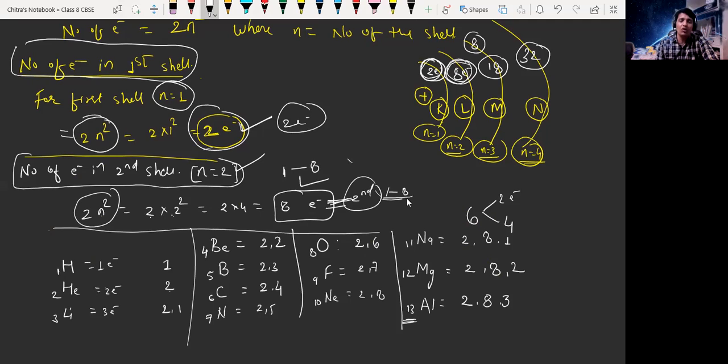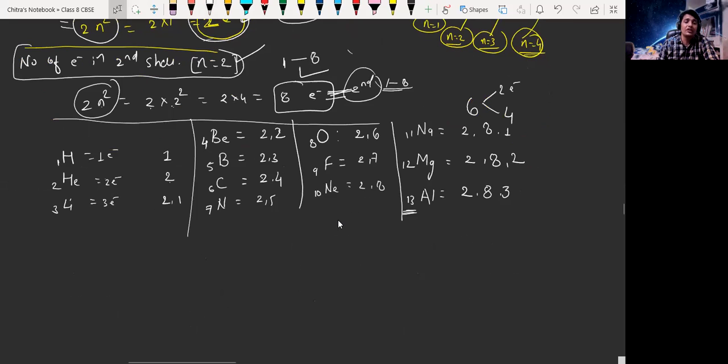Okay. Likewise for the third shell we have discussed that according to the formula 18 electrons will come here, but according to the octet rule 8 electrons will come in the third shell, and then if you have more electrons then they will come in the fourth shell, like this. Okay, so now we will discuss the electronic configuration of silicon.